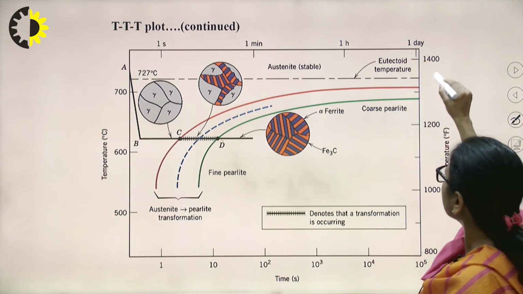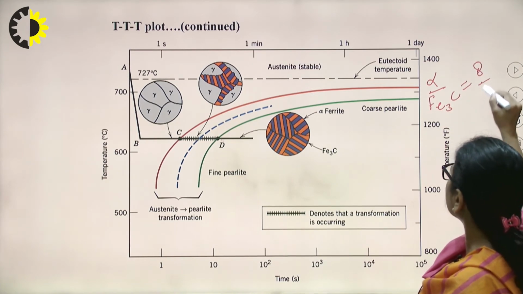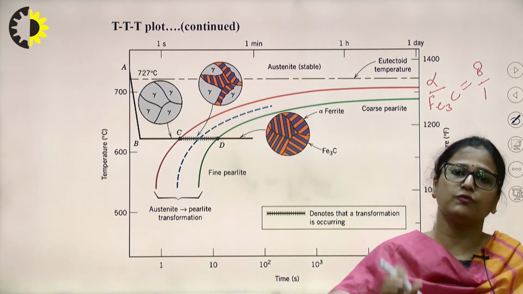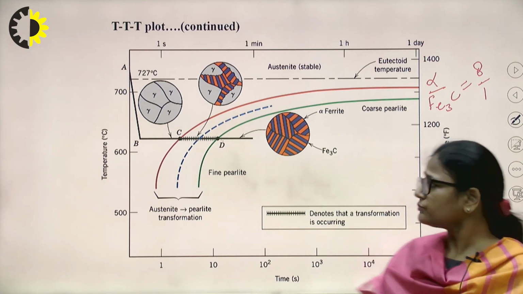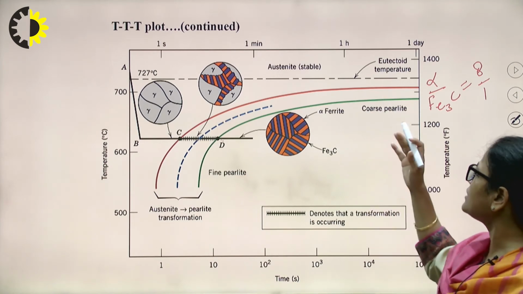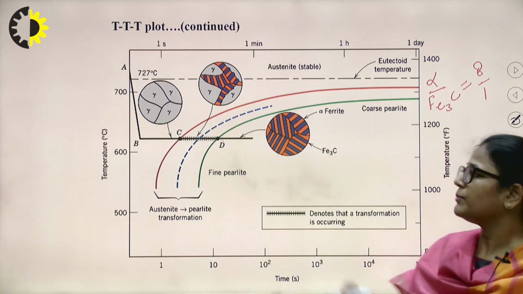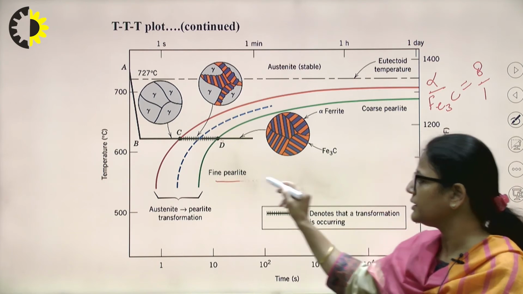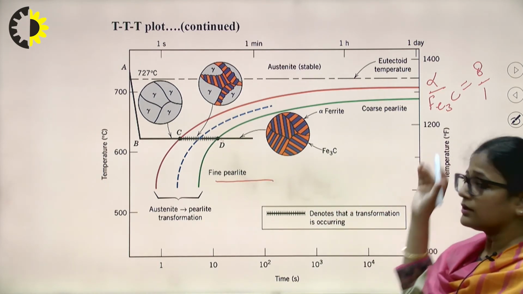So the thickness ratio of ferrite and cementite is approximately 8:1. But the absolute thickness of the layer depends upon the transformation temperature. So at around 740 degrees, below 727 degrees centigrade, coarse pearlite will exist. But when the temperature decreases to nearly 540 degrees centigrade, fine pearlite will exist. It is due to the transformation temperature.